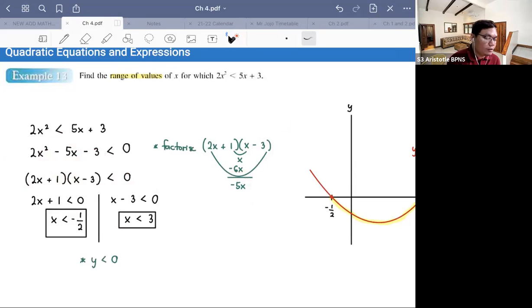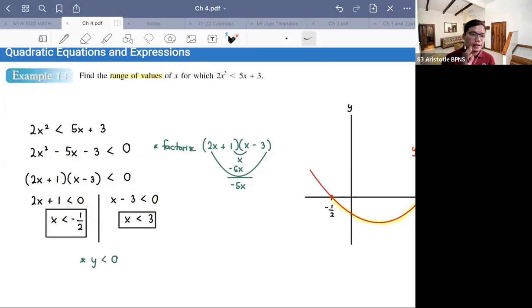So after that, write each expression less than 0. So 2x plus 1 less than 0 here, and x minus 3 less than 0 here. Solving for x, x will be less than negative 1 half, and solving for x here, x will be less than 3. That's your answer. Your boundaries are negative 1 half and 3.